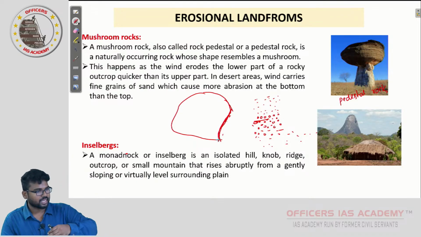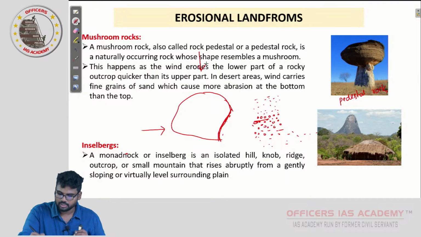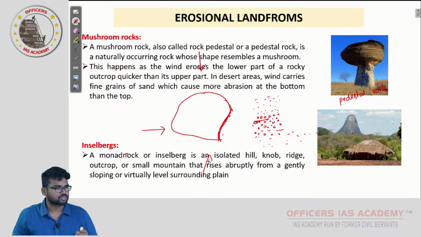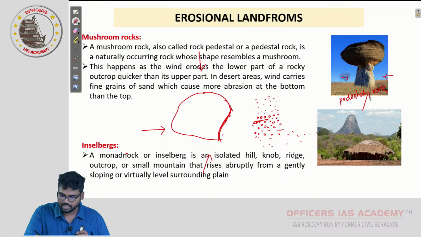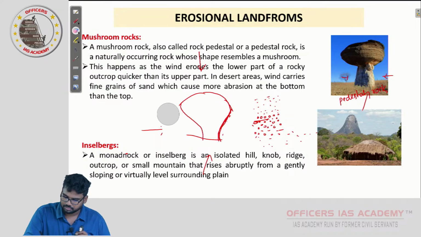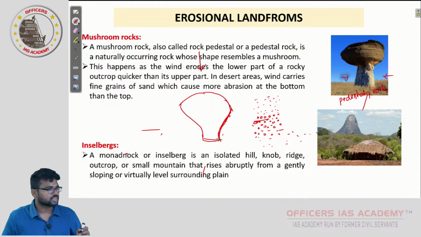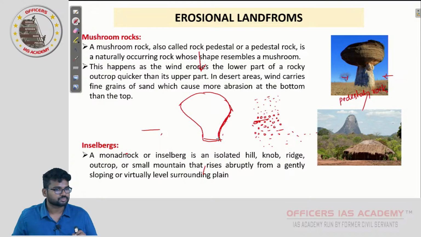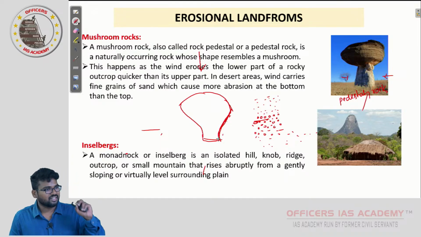Now just imagine the same mechanism from this side, from the back side, from the front side, in all the directions, the same mechanism happens. Let us say from here it is happening and there is a differential erosion and this entire material is eroded. Now what we got? The shape of the rock is mushroom. So the main reason is differential erosion done by wind at the feet and at the top of the rock.